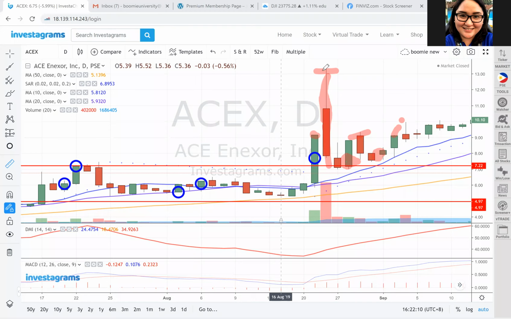Hindi ako naiinip because may inip ka lang naman if you need the capital to lipat mo sa ibang stocks eh. So when I bought it, I have more free cash. That's why I didn't sell it. Pero malapit na mag-5 dito sa area na to, malapit na yun sa 5 pesos, dito malapit na rin na magbenta kasi ito yung 50-day MA support, malapit na to. So if this didn't happen, pag bumagsak to bigla dito, I would have been, bibenta ko doon.